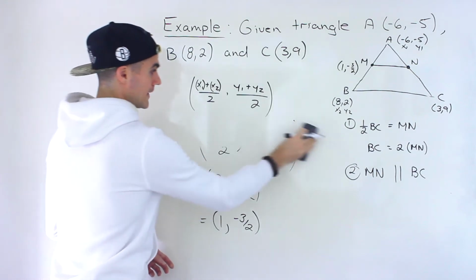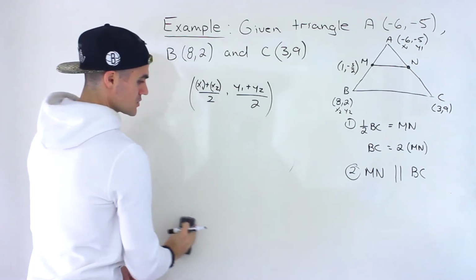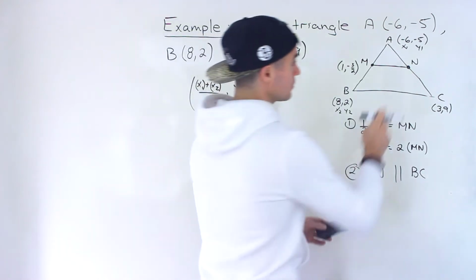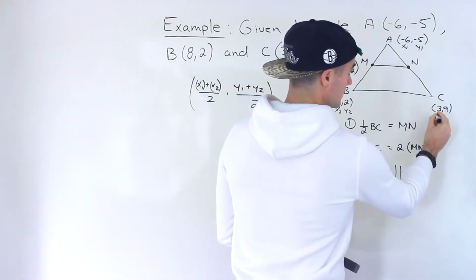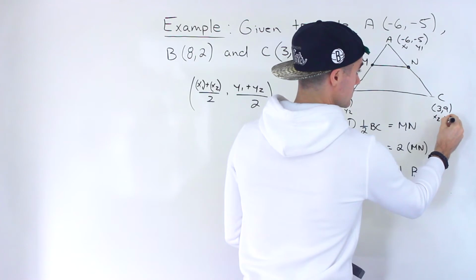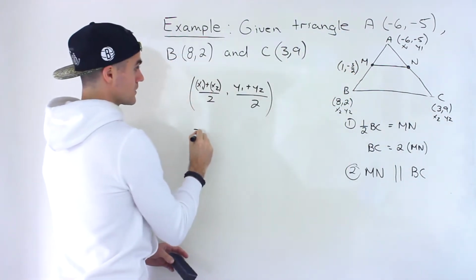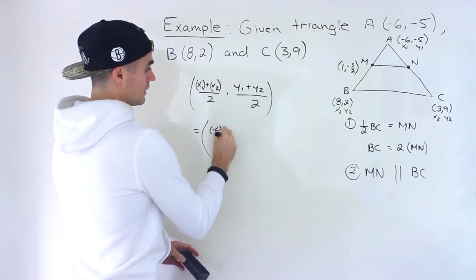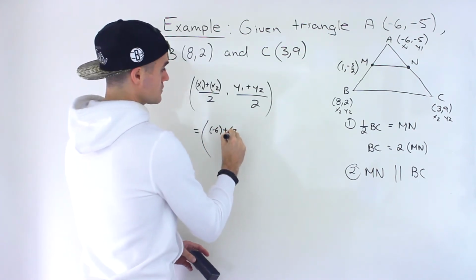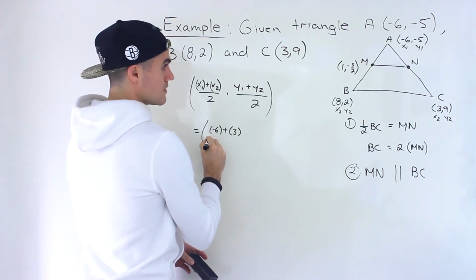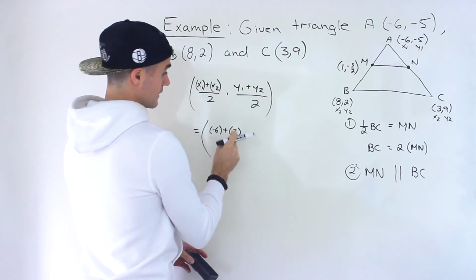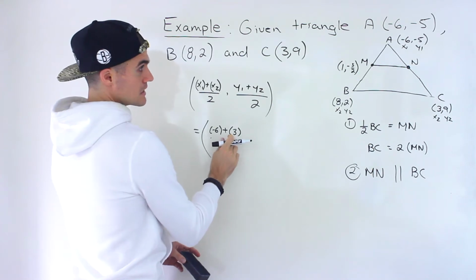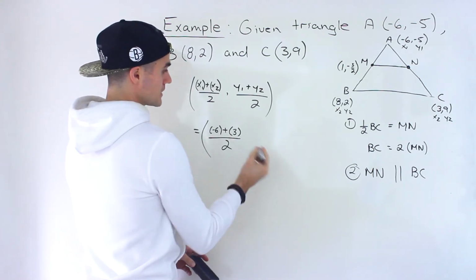Now, what about point N? Point N is going to be the midpoint between A and C. We already let A be (x1, y1), so I'll let C be (x2, y2). So we would have negative 6 plus the x value of 3, which is x2, and then we're going to divide that by 2.